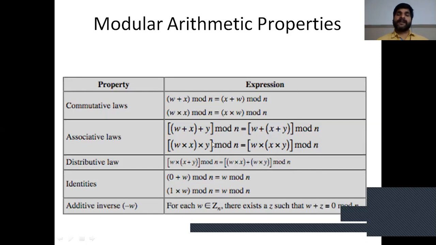We can also write it in multiplication like that: (W into X) multiplied by Y mod n, or W multiplied by (X into Y) mod n. Distributive law: W into (X plus Y) mod n, we can write as (W into X plus W into Y) mod n. Identity: 0 plus W mod n equals W mod n, and 1 into W mod n equals W mod n. Additive inverse: for each W element of Zn there exists Z such that W plus Z equals 0 mod n.